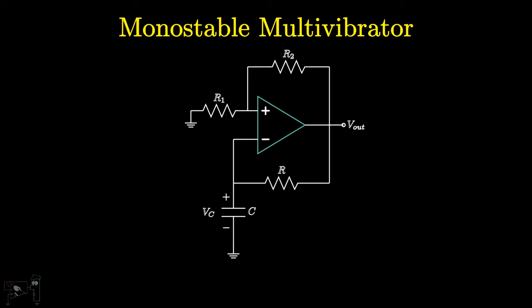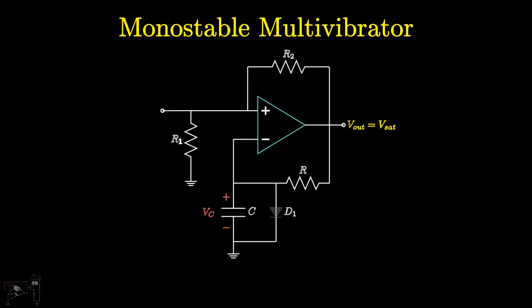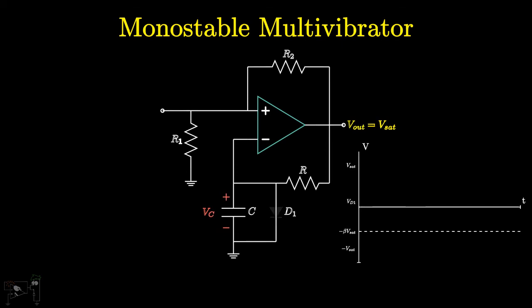This can be easily done by connecting a diode across the capacitor. By doing this, when the output is plus Vsat, the diode is forward biased, and the voltage across the capacitor remains at VD1, that is, the diode cut-in voltage. Hence, VID is positive and hence this state becomes stable.